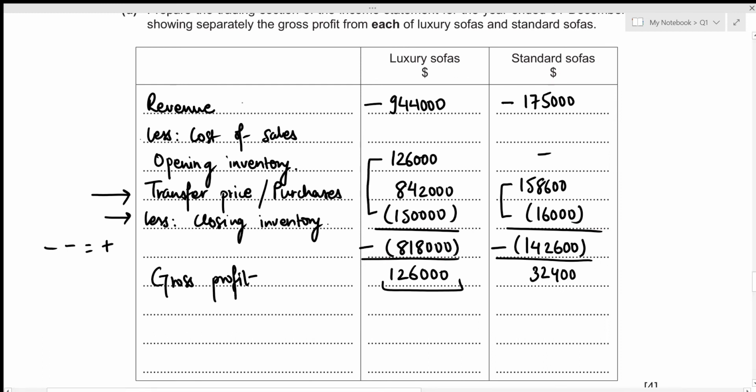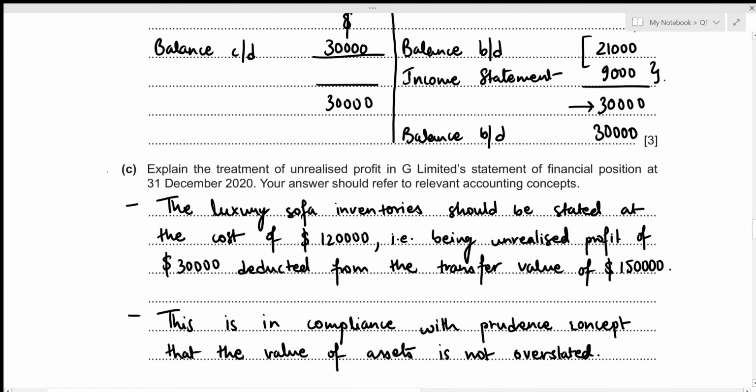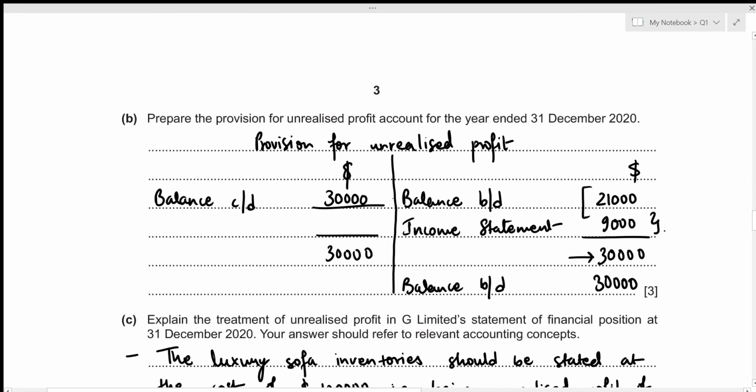In the same way, we also deduct the opening inventory, which means that we deduct the profit associated with the opening inventory. So what we can do is look at our provision for unrealized profit account and see whether there was an increment or decrement in our unrealized profit associated with the opening inventory and closing inventory of the finished goods for luxury sofas. Let's do that. So we can see that there was definitely an increase in the provision for unrealized profit, which means that, like I said before, this 9,000 would be treated as an expense.